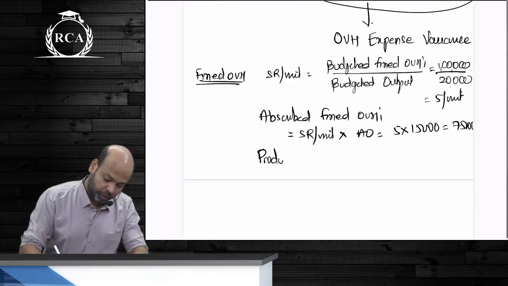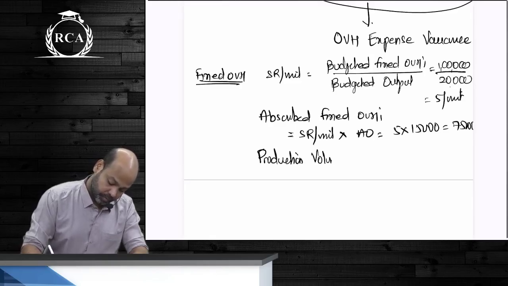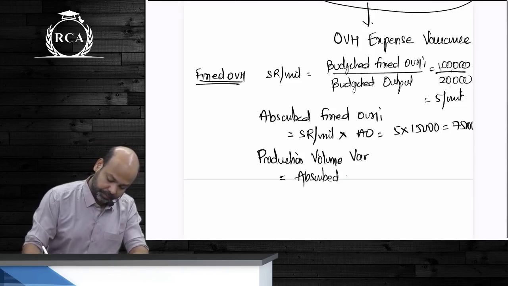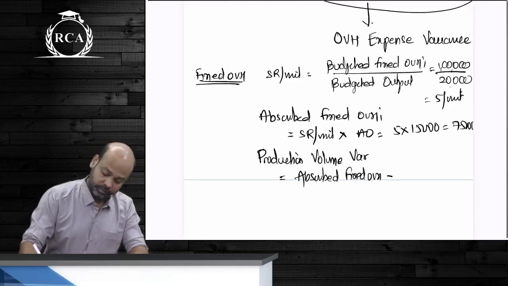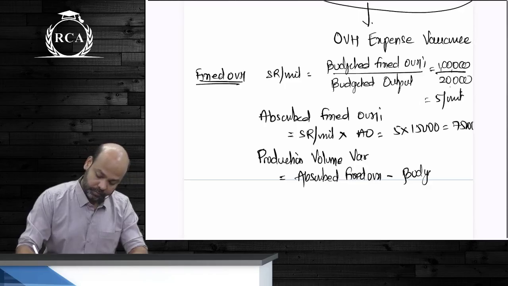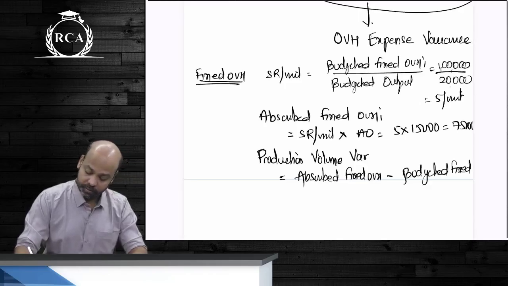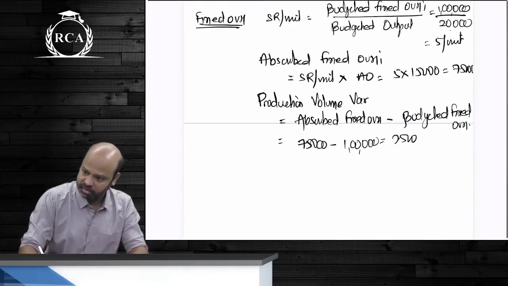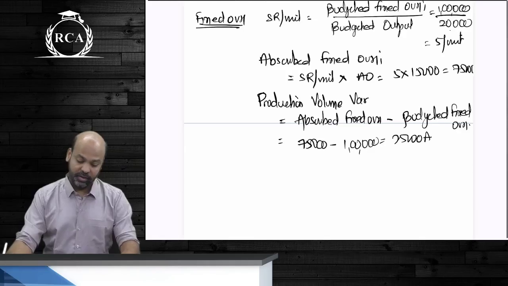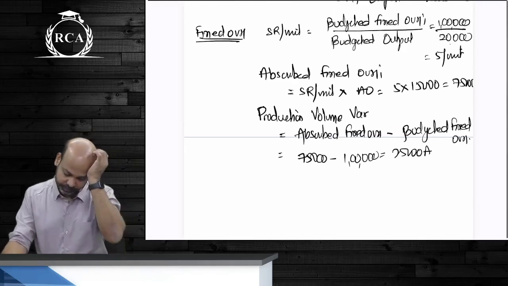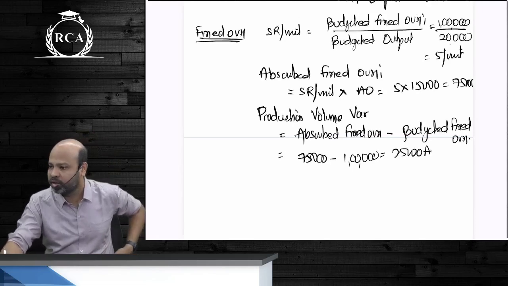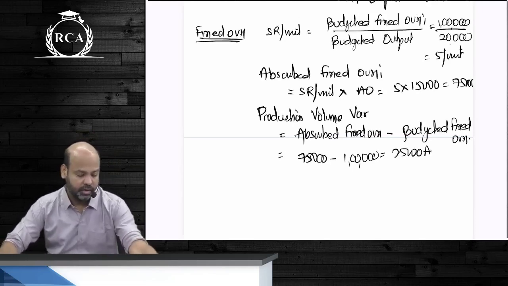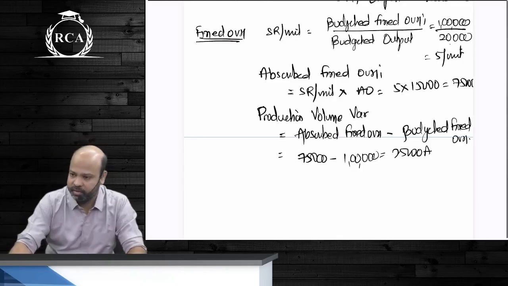So production volume variance will be equal to absorbed fixed overheads minus budgeted fixed overheads. 75,000 minus 1 lakh. Some people never improve. 25,000 adverse. In the exam, don't write just the short form, write the full word variance. VAR stands for value at risk. It does not stand for variance.